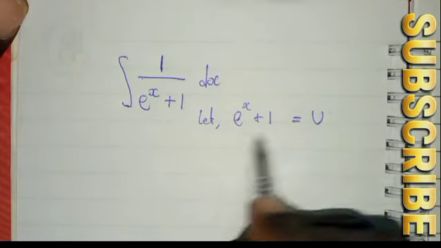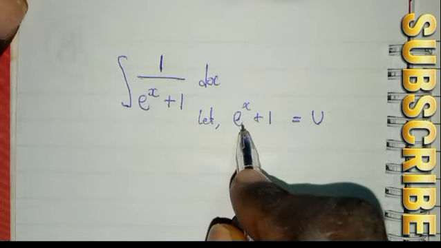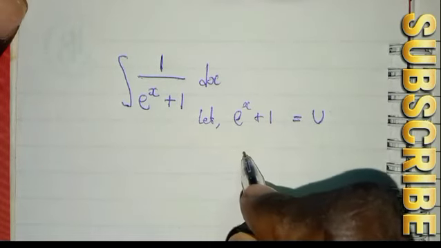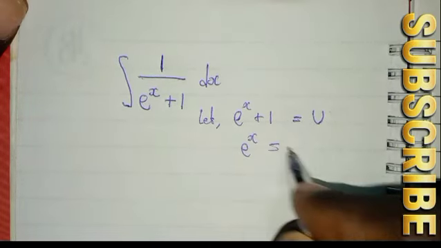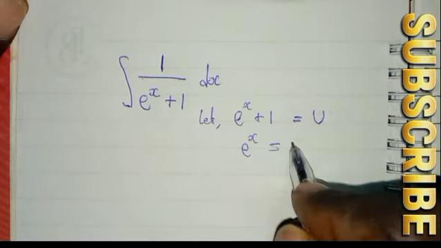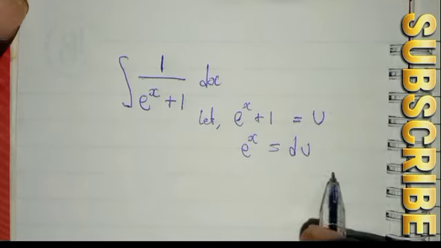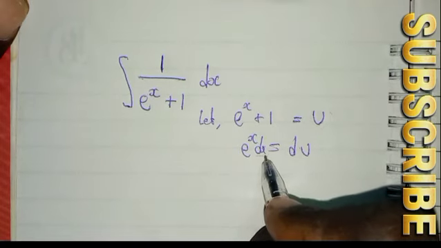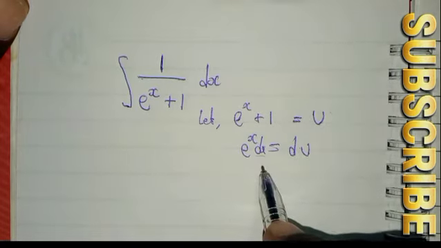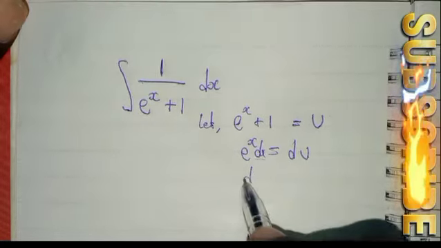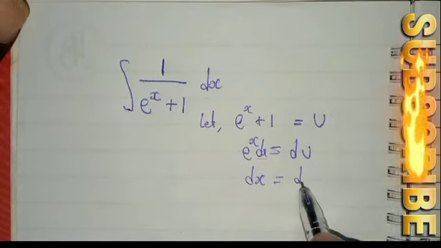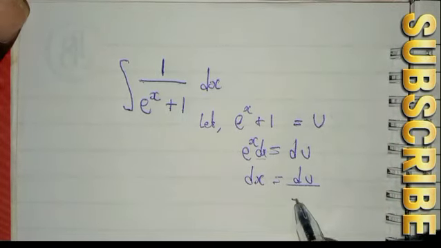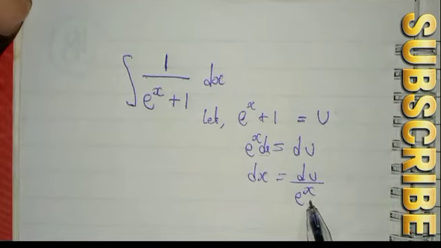Now, let's take the derivative of both sides. Don't forget the derivative of e raised to the power of x is e raised to the power of x, while the derivative of u, we have du, right? Don't forget our sign here, dx. Now, I want us to make dx the subject. So we have dx is equal to du divided by e raised to the power of x.